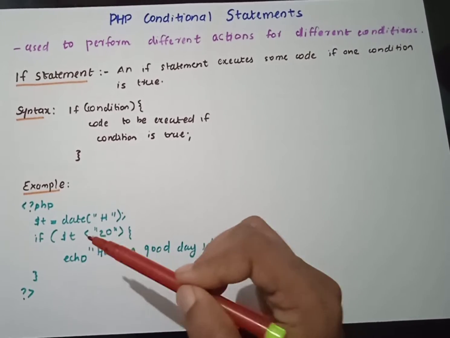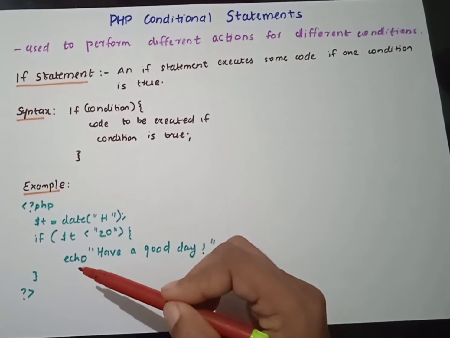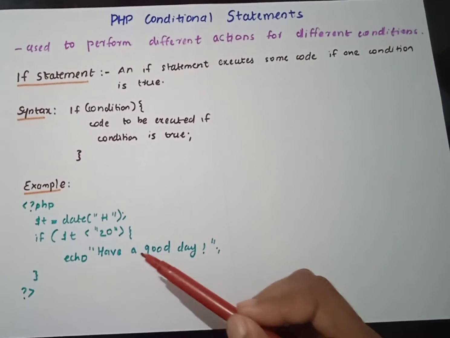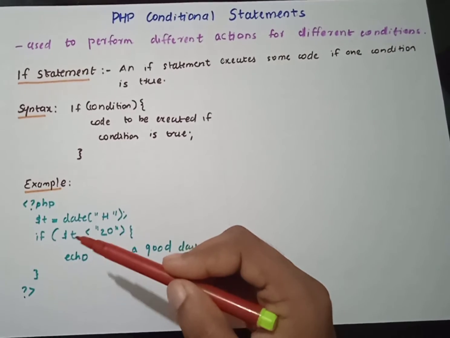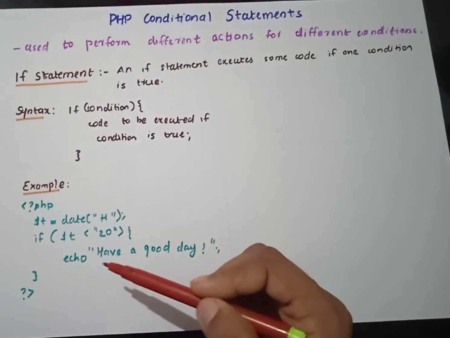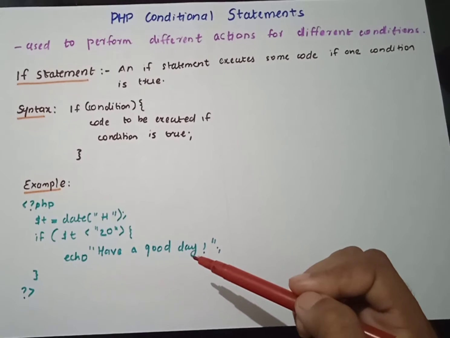So what will happen if this condition is true? You want to output "Have a good day." That means it will be a daytime. So you can give a message like this, "Have a good day."